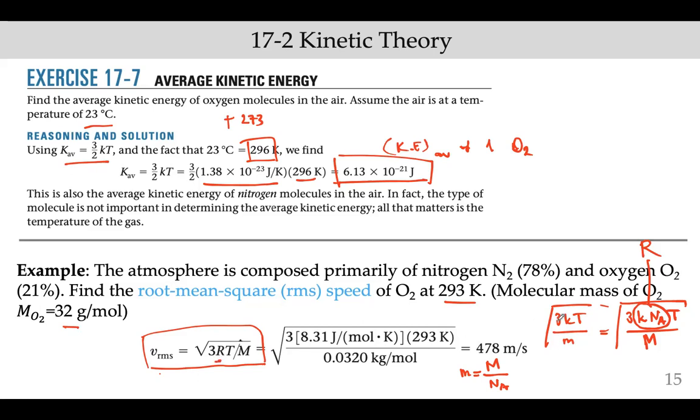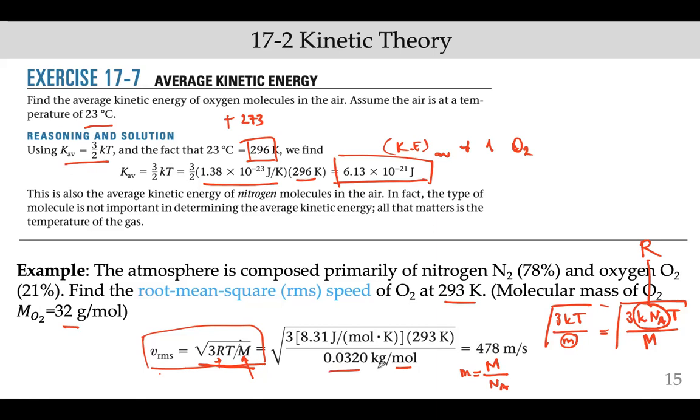So either you can use 3kT divided by lowercase m. This will be the mass of a single O2 molecule. Or you can use this formula, where instead of k you have to use R, and instead of lowercase m, you have to use uppercase M. Remember, this uppercase M is the mass of 1 mole of oxygen molecules. So you can use either one.